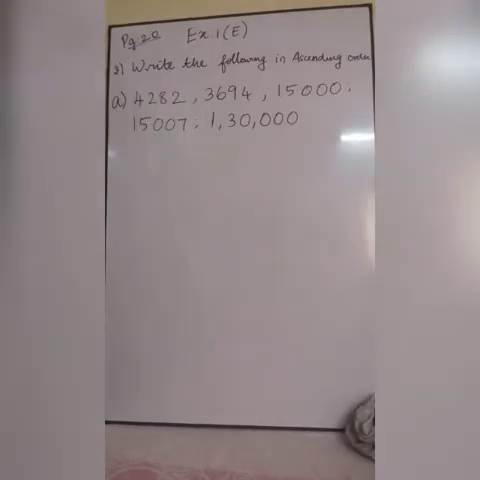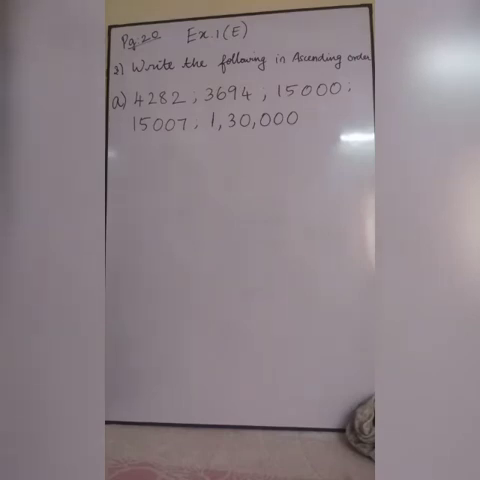Okay. Next is your third question. What is the third question? Write the following in ascending order. Ascending order means what? How will you arrange it? From smallest to biggest. That you should keep in your mind. Smallest to biggest. So first I should compare the numbers, right?